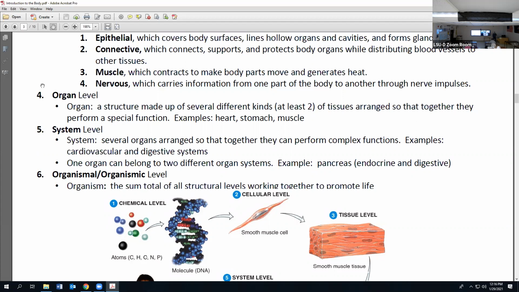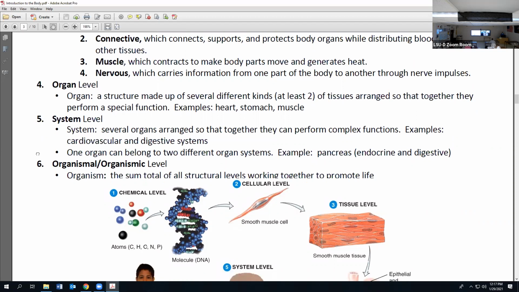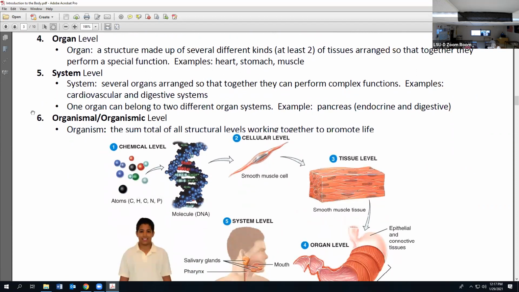Muscle, which allows us to move when we contract our skeletal muscles or move stuff inside of us by way of our smooth muscle and our cardiac muscle. And then nervous is the type that carries information from one part of the body to another very rapidly through nerve impulses. This is what makes up our brain and spinal cord. Like I said, we'll get into more about those tissues next week.